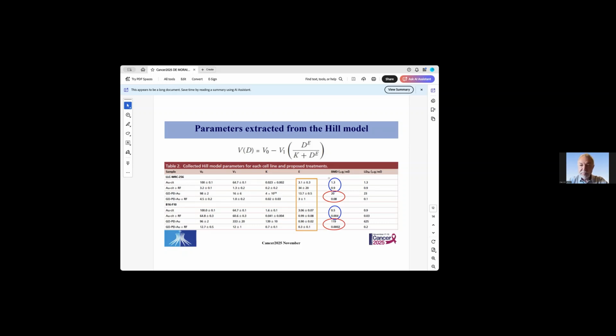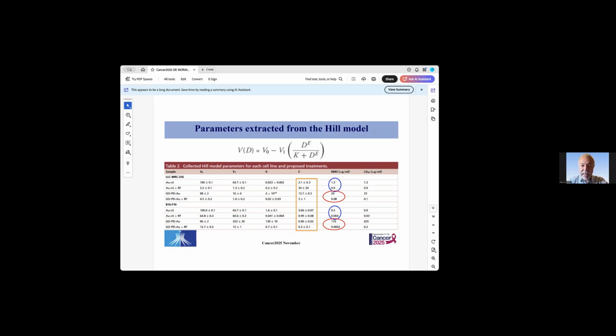However, perhaps the most interesting aspect is if you analyze the benchmark dose, or the LD50, you can see a huge difference here. For instance, for the Walker cell line, gold nanoparticles without radiofrequency, the BMD is 1.3 micrograms per ml. If you apply radiofrequency, it drops down to 0.9. So you see increasing nanotoxicity.